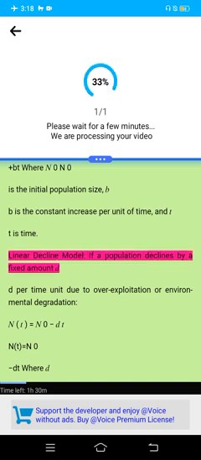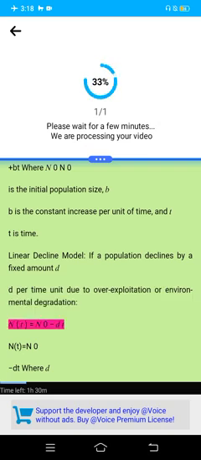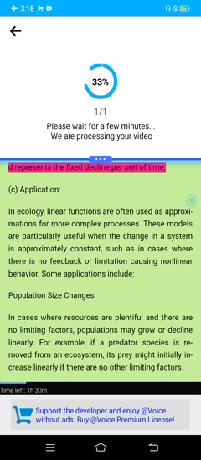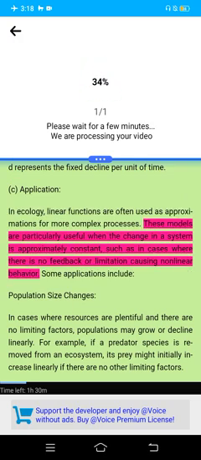Linear decline model. If a population declines by a fixed amount d per time unit due to overexploitation or environmental degradation, Nt equals N0 minus dt, where d represents the fixed decline per unit of time. Application. In ecology, linear functions are often used as approximations for more complex processes. These models are particularly useful when the change in a system is approximately constant, such as in cases where there is no feedback or limitation causing nonlinear behavior.